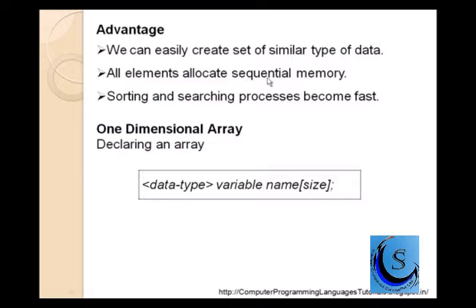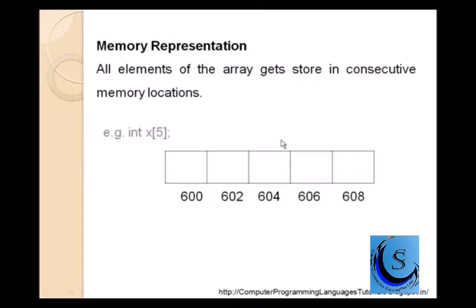Because all elements are allocated sequential memory, like this 600, 602, 4, 6, 8. This memory block is allocated sequentially. This type of array is known as a single dimensional array. Single dimension means what? Only a single row and a number of columns is known as single dimensional. Later we will see multi-dimensional arrays.